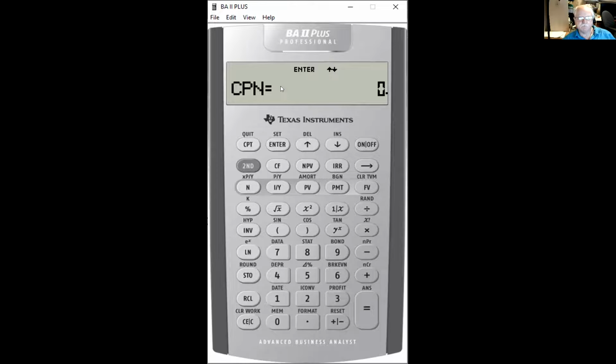Now the coupon. And how many coupons? What do we need here for coupon? I've put 10. I'm not sure if that makes any sense. Let's put 10 in. For some reason, I don't think that 10 makes sense, but let's put it in anyway. 10, enter, down.